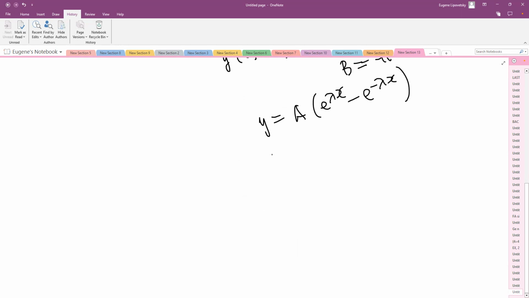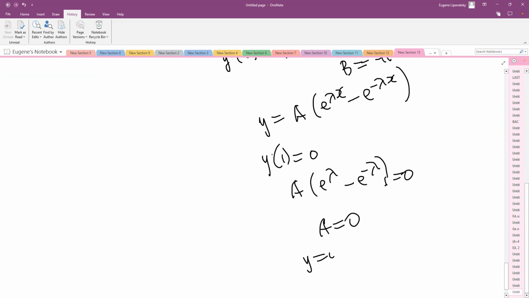Yeah, we got some kind of a stupid thing. So y of 1 equals 0, unless it's a typo here, right? And that will give you that a times e to the lambda minus e to the minus lambda is 0. Therefore, a is 0 and y equals 0, right? So that's kind of a silly answer. That makes no sense.